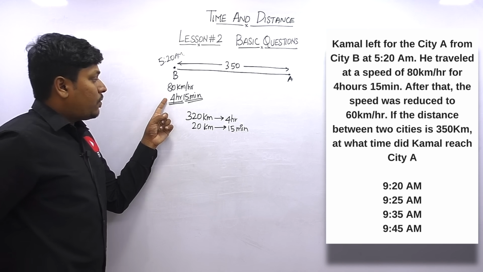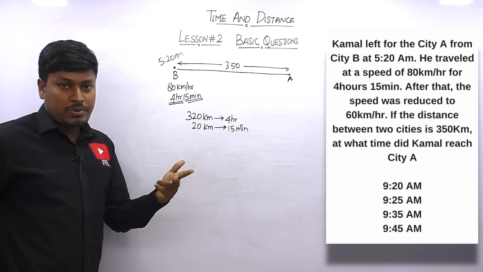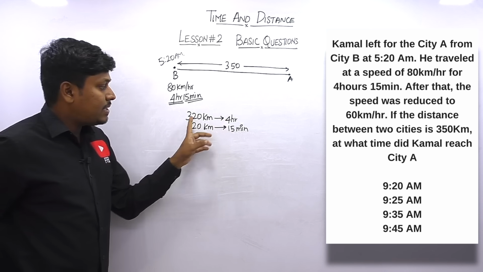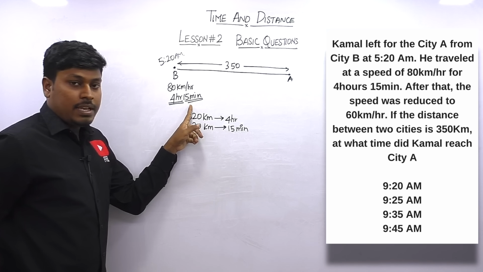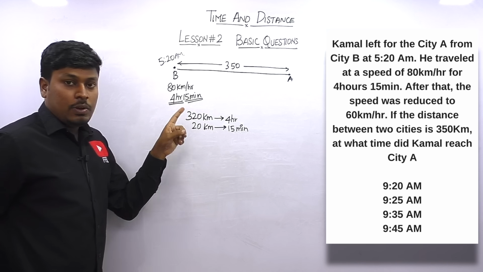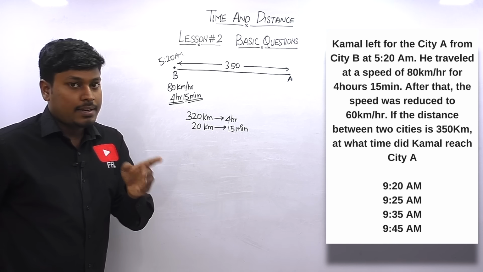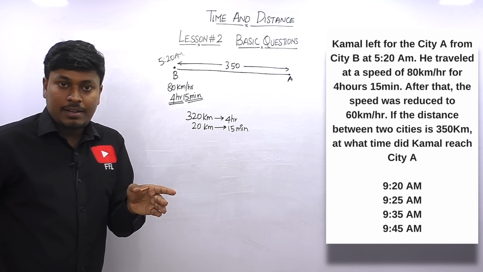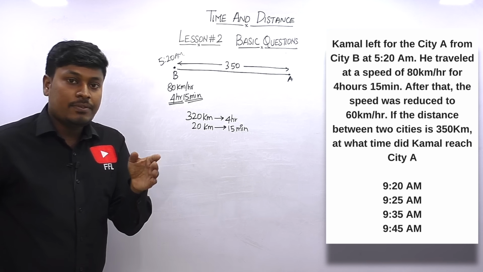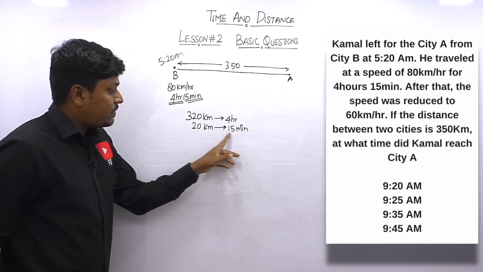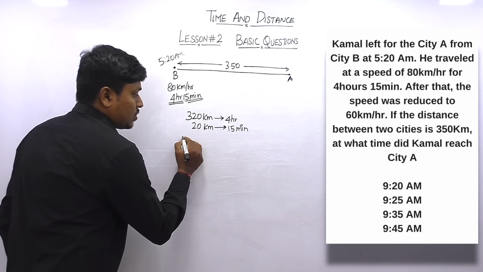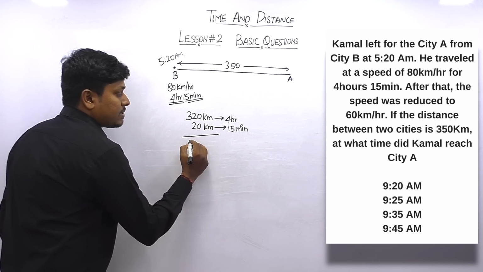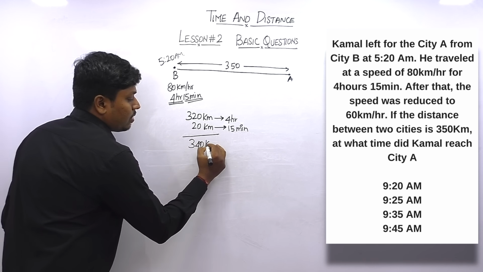See here, 1 hour 80, 2 hours 160. Similarly, 4 hours we can say 320 km. Still we have 15 minutes. 1 hour 80 km. If it is 1 hour 80 km, half an hour will be 40 km. If half an hour is 40 km, then 15 minutes will be half of 40, which is 20. So we can say that 15 minutes 20 kilometers. So totally in 4 hours 15 minutes, Kamal will travel 340 km.